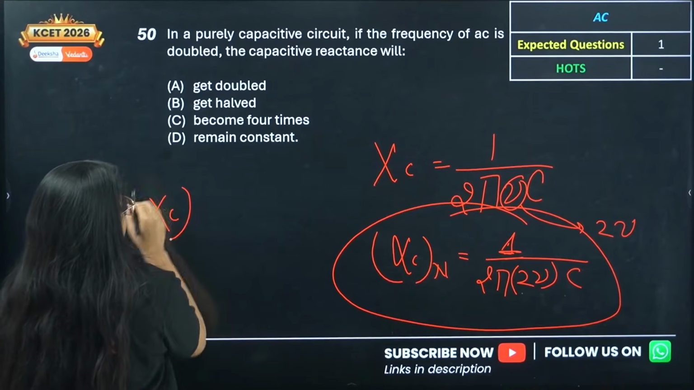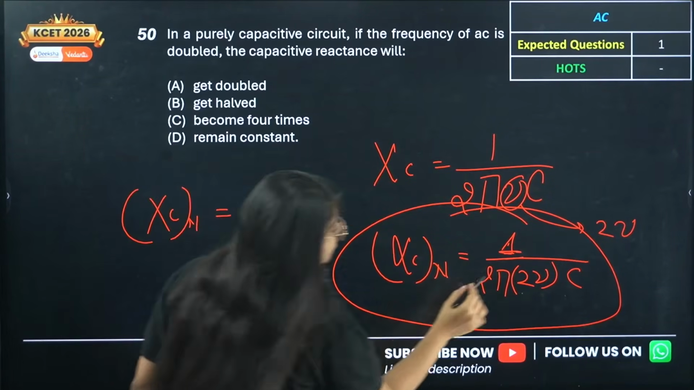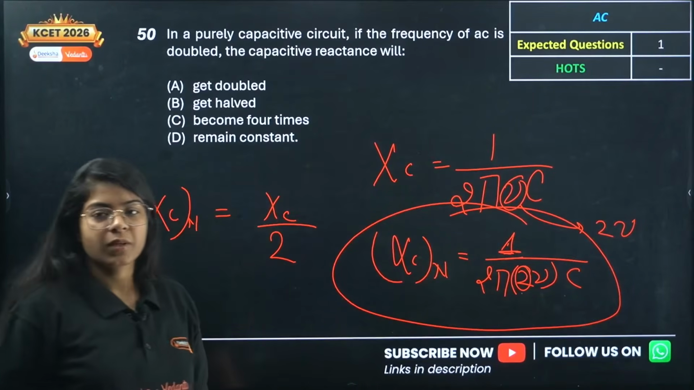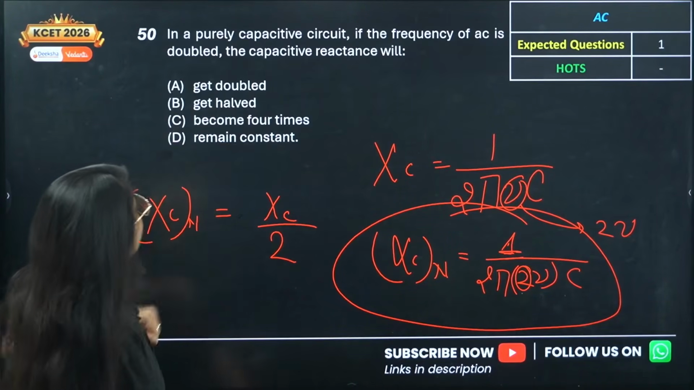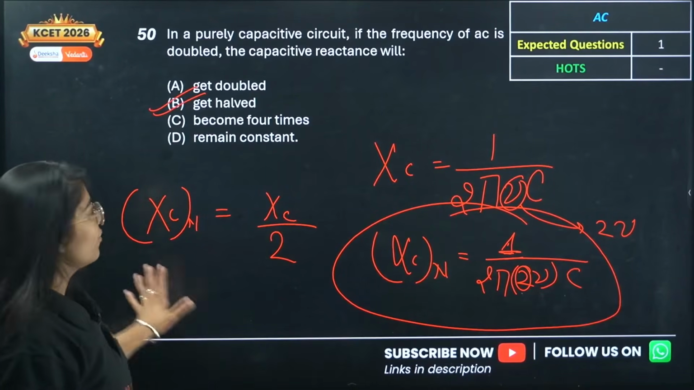You can write XC' equals XC divided by 2, as other than this 2, the whole term is this one only, correct? So the capacitive reactance becomes half. It gets halved of the original value.